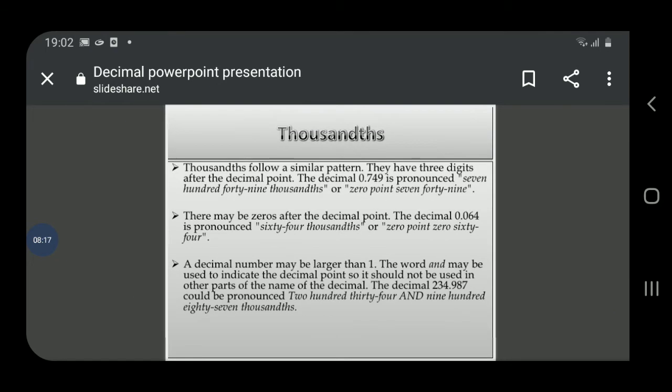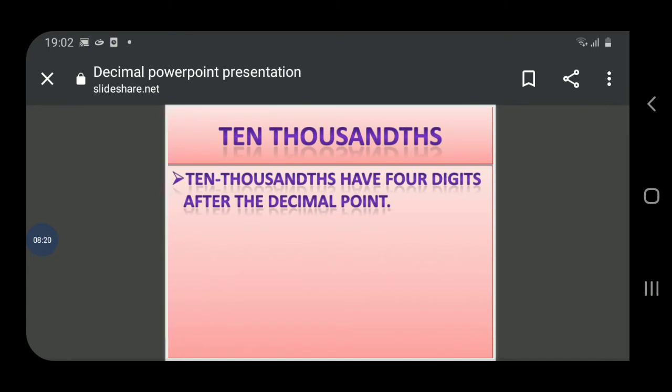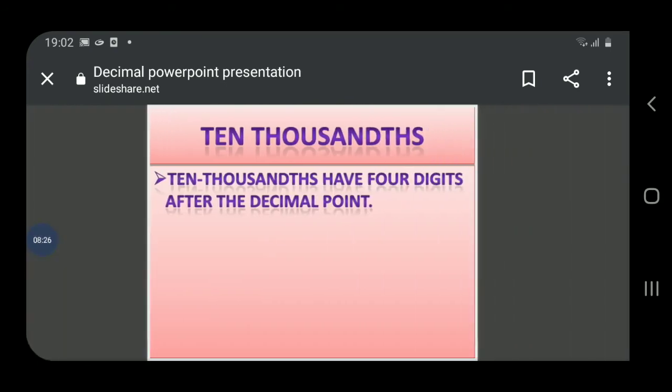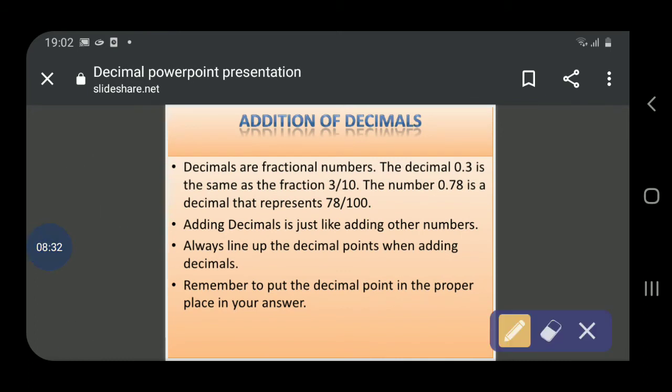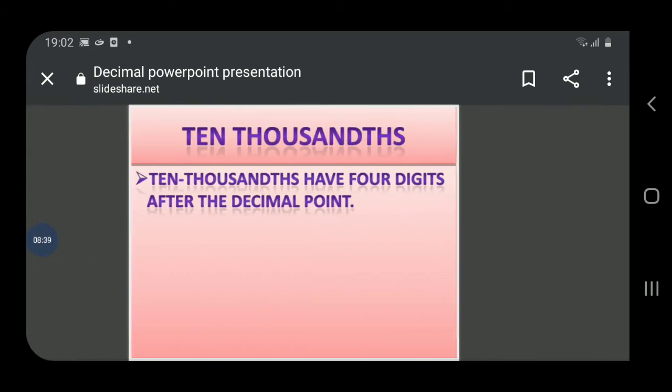Now, let's go to the next slide, that is ten-thousandths. Ten-thousandths have 4 digits after the decimal point, and it is the same as the previous ones that we learned. Now, addition of decimals. We have done addition of fractions, like 4/7 plus 5. I will show you now, in the extra part.